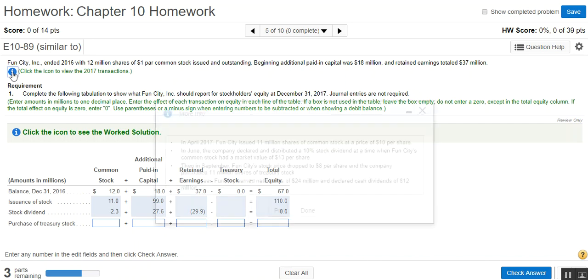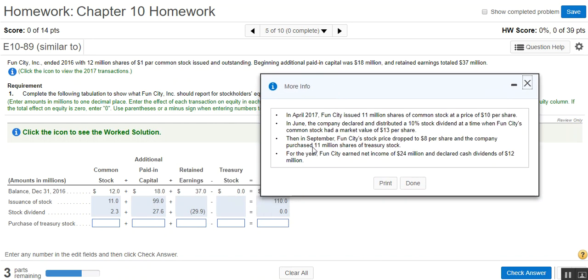You will notice here that it says in September, Fun City stock price dropped to $8 per share, down from the previous $10, and the company said, hey, that's so cheap, let's buy 11 million shares in the market back up. So let's go ahead and remove $8 million of common stock outstanding. Let's go ahead and buy it. So $8 times 11 million shares is 88 million.